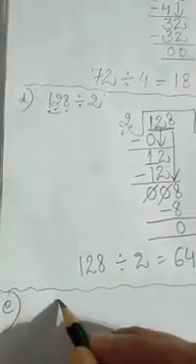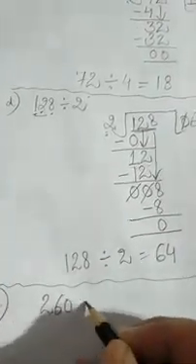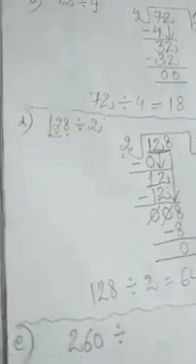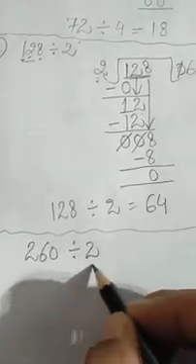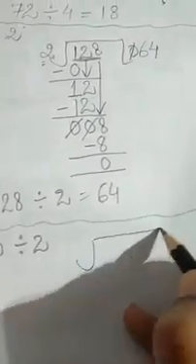Statement is 260 divided by 2. Yes, here again we need the table of 2. Already we have written there. Yes, now see how to do division. We will write like this.